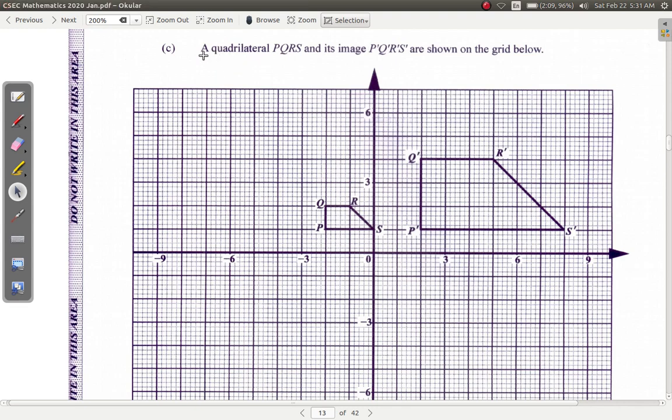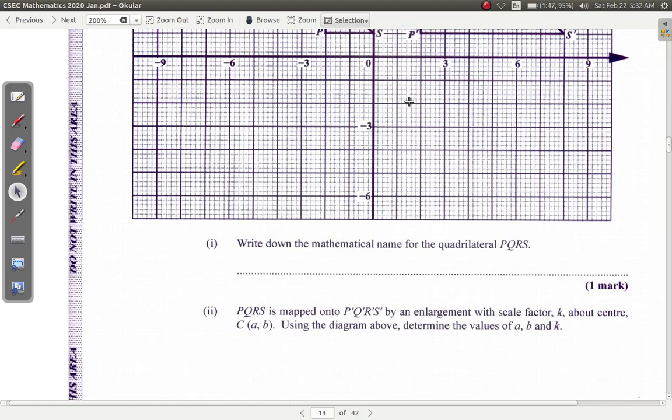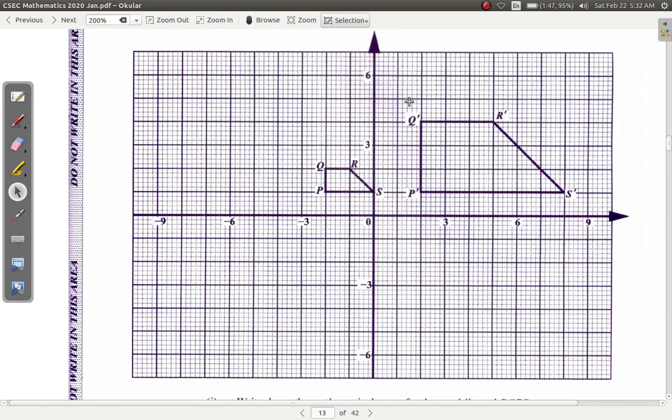What the question says is that a quadrilateral, that's 4 sides, quadrilateral PQRS. Okay, so this is it, PQRS, and its image P prime, that's here, Q prime, R prime, S prime, are shown on the grid below. All right, we see them. Now, what are we to do? Write down the mathematical name for the quadrilateral PQRS. All right, the mathematical name.